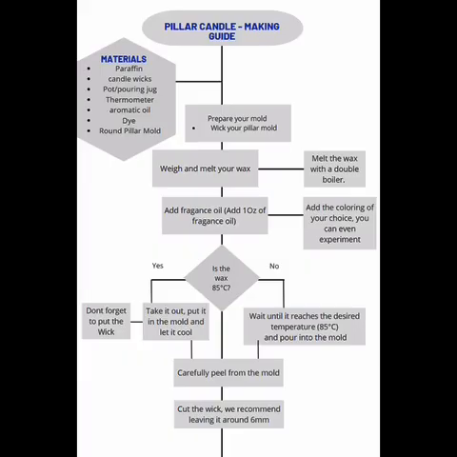Then melt your wax using a double boiler. Once melted, add about 1 ounce of fragrance oil and your choice of dye. Feel free to get creative with the colors.